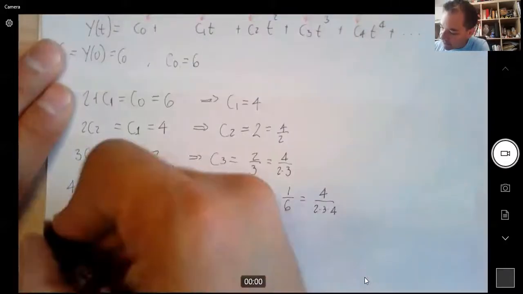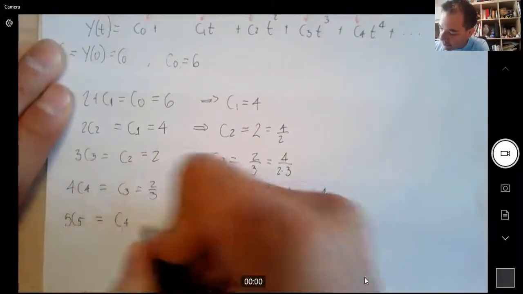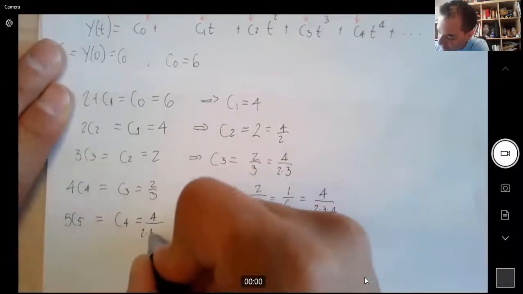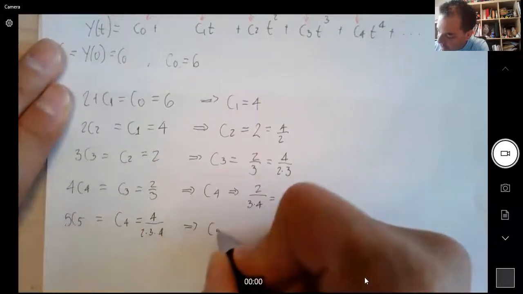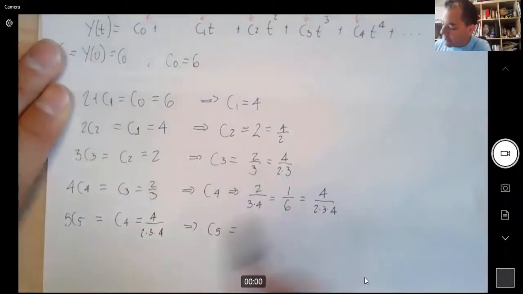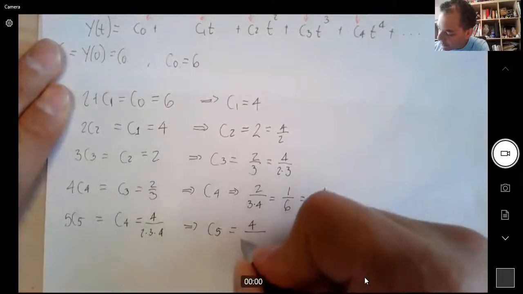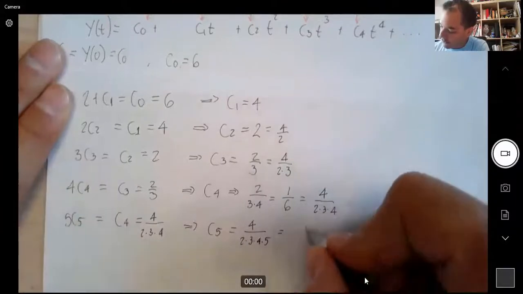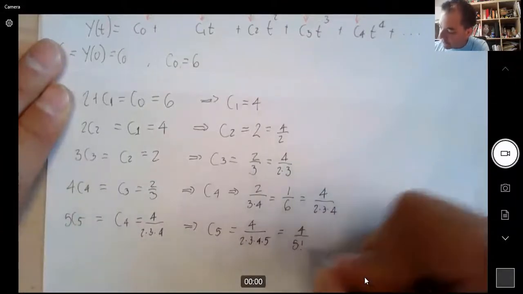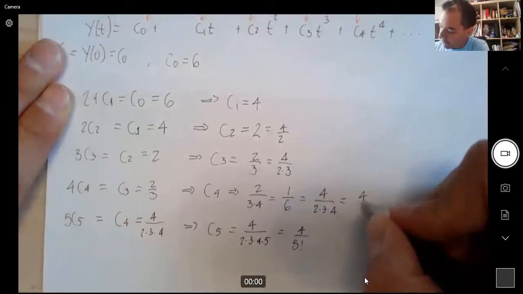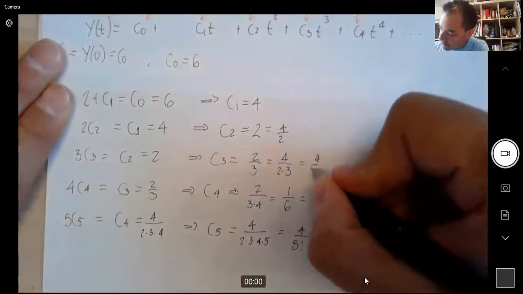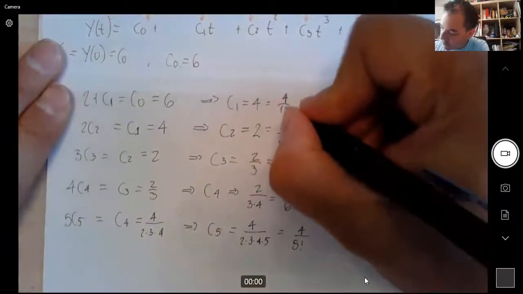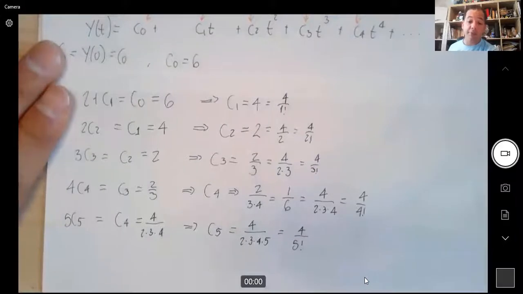The next one says that 5C5 is C4. And C4 we know is this one, is 4 divided by 2 times 3 times 4. So then to get C5, all I need to do is divide by 5. So it will be 4 divided by 2 times 3 times 4 times 5, right? Or in other words, 4 over 5 factorial, right? This is 4 over 4 factorial. This is 4 over 3 factorial. This is 4 over 2 factorial. And this is 4 over 1 factorial. That's great. I think we figured out the pattern, right?